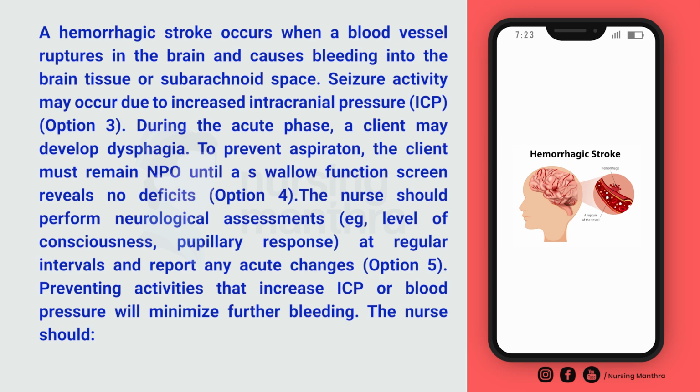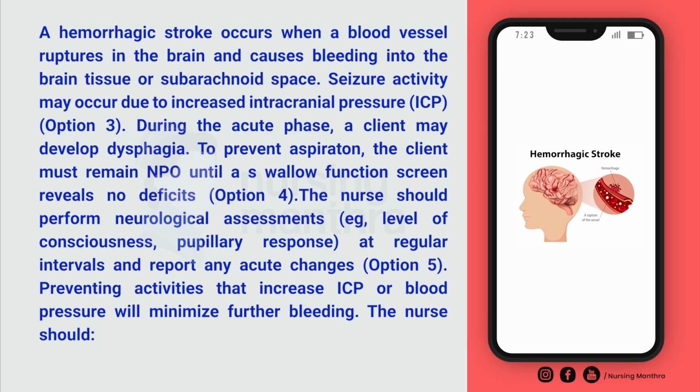A hemorrhagic stroke occurs when a blood vessel ruptures in the brain and causes bleeding into the brain tissue or subarachnoid space. Seizure activity may occur due to increased ICP, intracranial pressure. During the acute phase, a client may develop dysphagia. To prevent aspiration, the client must remain NPO, that is option 4, until a swallow function screen reveals no deficit. The nurse should perform neurological assessment, option 5, that is level of consciousness and pupillary response at regular intervals, and report any acute changes.